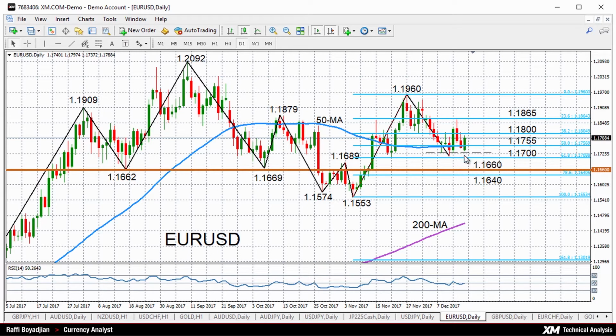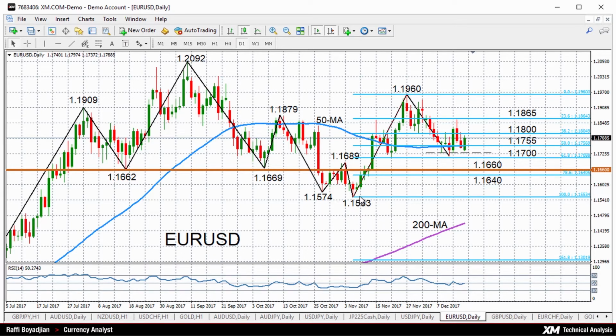If prices were to head lower, at the moment we do have immediate support coming from around 1.1730, and just below that there's the 1.17 handle, which is the 61.8% Fibonacci retracement. Breach of that area, we could see prices heading back towards the 3-month low 1.1553 we saw back in November.